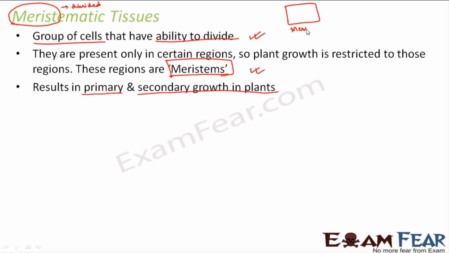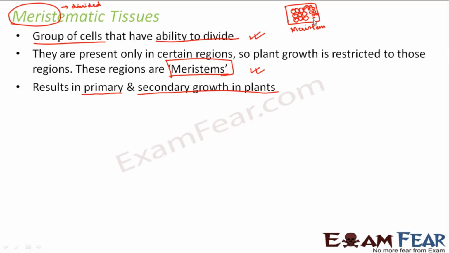So this box is your meristem. Correct? Now let us suppose inside this meristem you have many meristematic cells. These are the cells which are actually forming the meristematic tissues. Now these cells have the capability to divide. Now let us suppose that this cell divided and it formed many new cells.